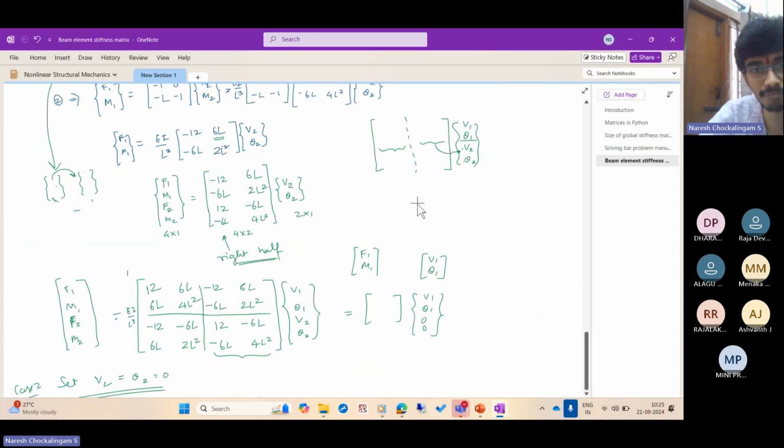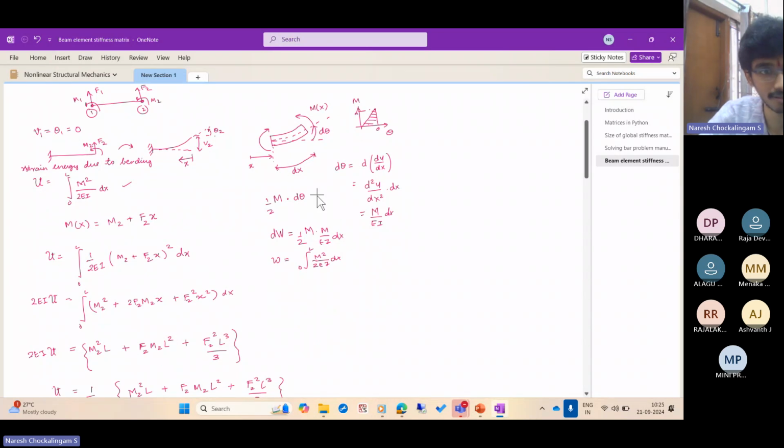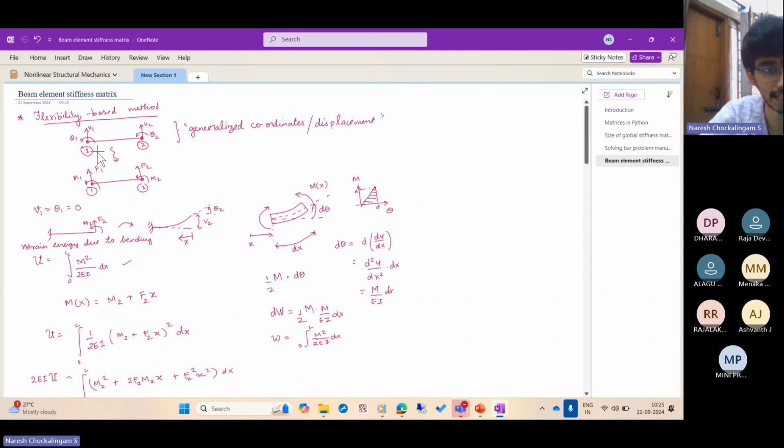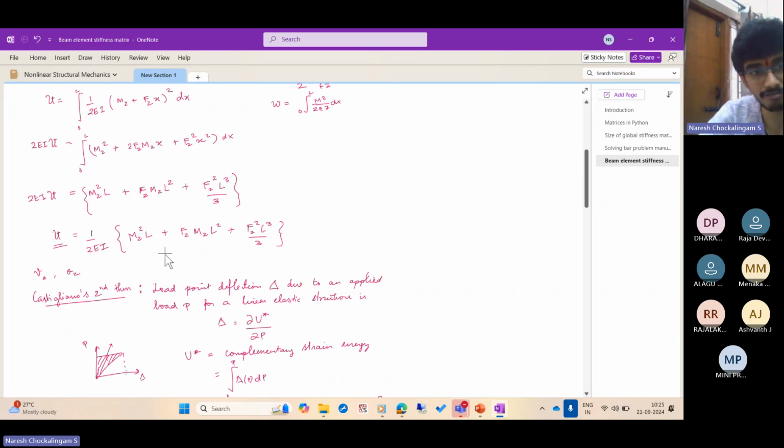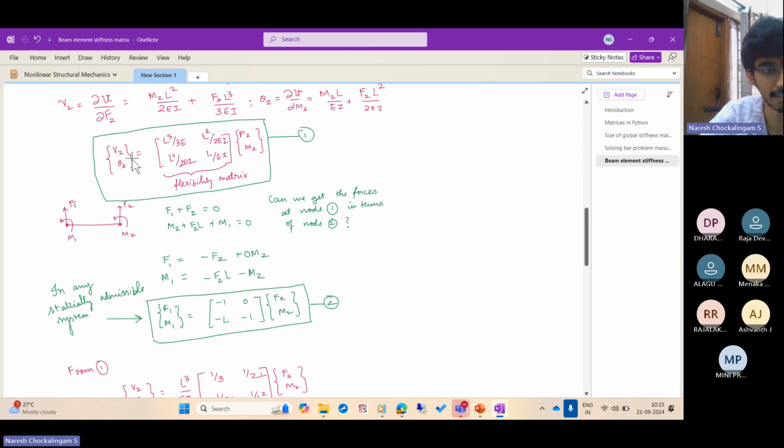So this procedure can be used for deriving the stiffness matrix for anything. So start with some energy technique or some method to get the displacements for a statically determinate system. You get the flexibility matrix for the reduced system. So what is the flexibility matrix for the reduced system? Something that relates the forces to the displacements. For unit forces, what are the displacements that are generated? That is the flexibility matrix for the reduced system.